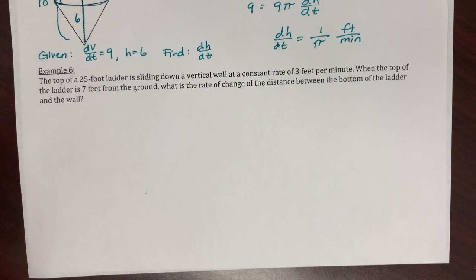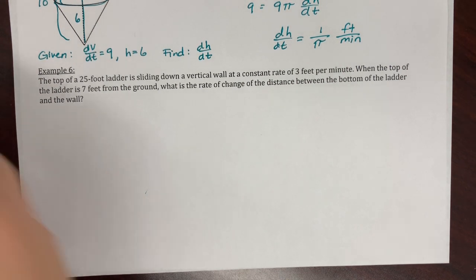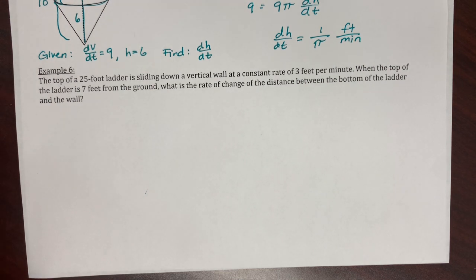So we're talking about a sliding ladder here. It says the top of a 25-foot ladder is sliding down a vertical wall at a constant rate of 3 feet per minute. When the top of the ladder is 7 feet from the ground, what is the rate of change of the distance between the bottom of the ladder and the wall?